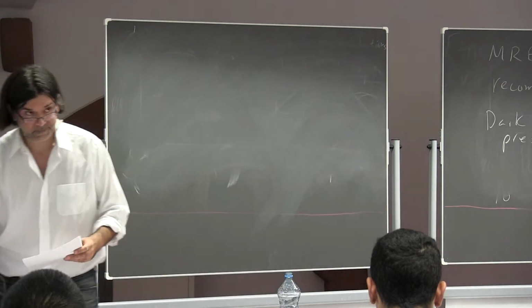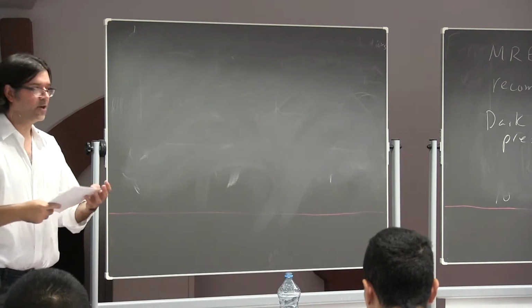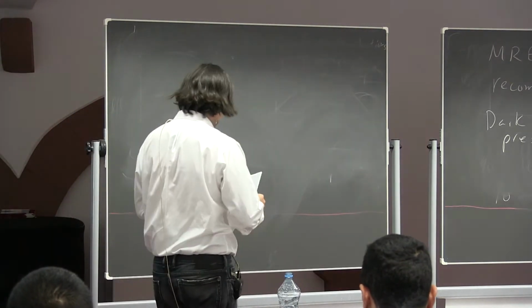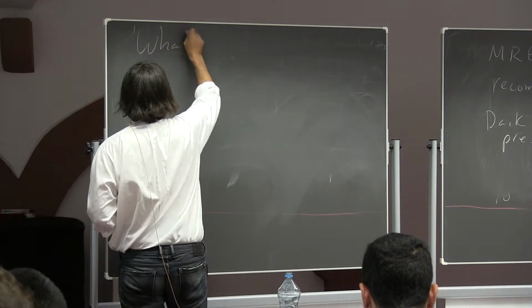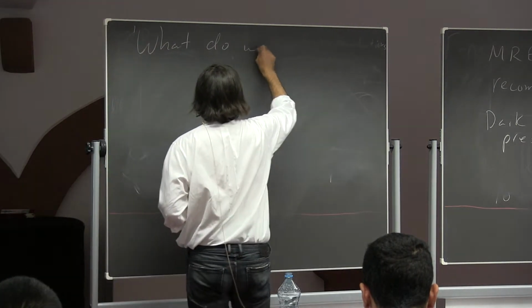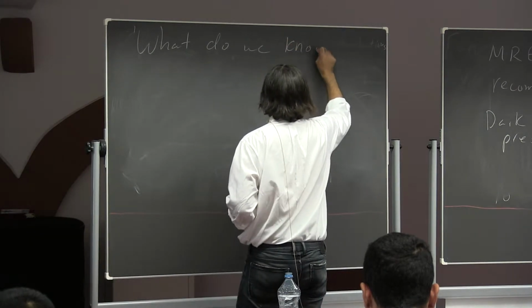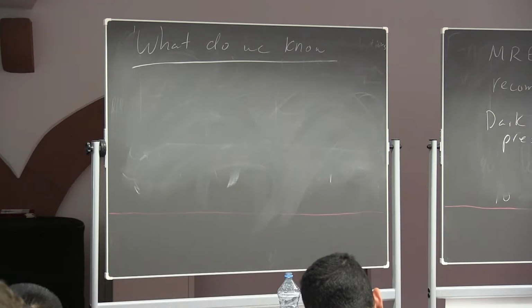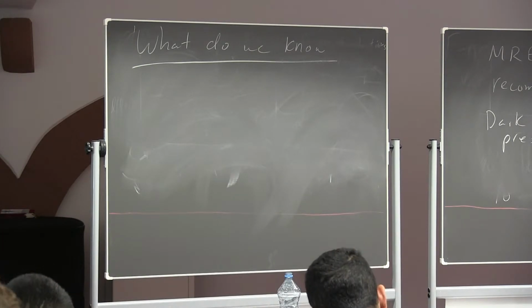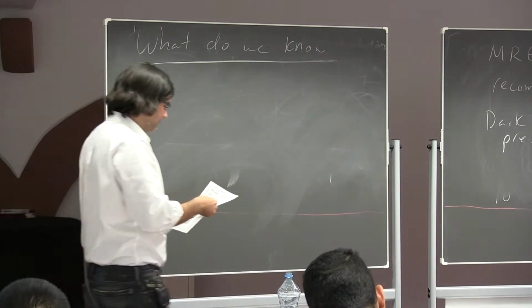So, what do we know about dark matter? That was evidence. So now we're getting a bit more into the model building aspects. So you're going to start building a model. What do you not want to spoil?